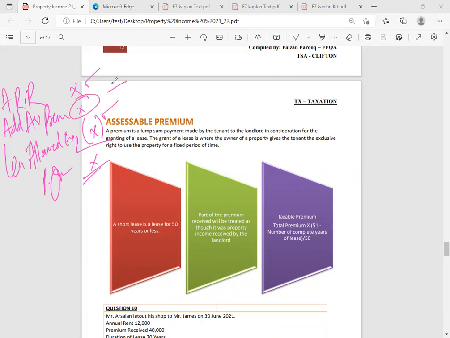Now it's time to finish assessable premium. How to calculate assessable premium is a formula. The formula is 51 minus duration of lease, divided by 50, into premium received, the amount you received as a premium. This formula will give you the answer, which is known as taxable premium, or you can say assessable premium. Got my point?